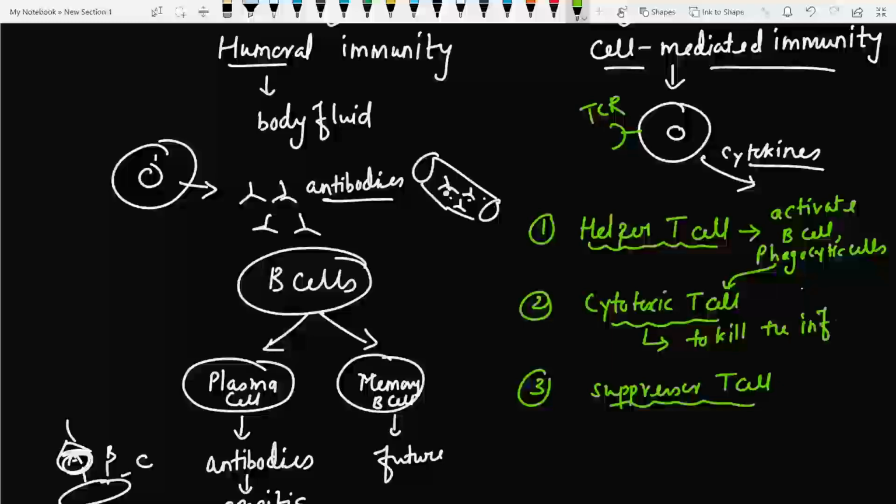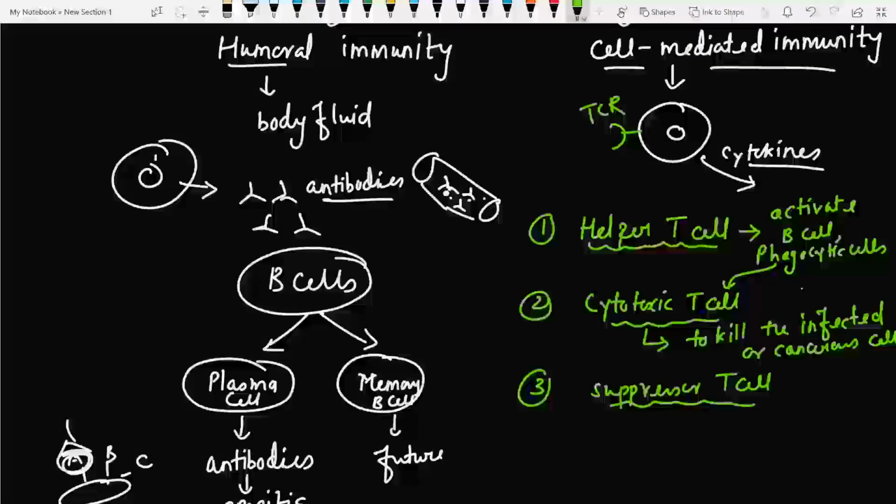In the case of an infected cell, of course, it is infected, so it can spread the infection to other parts, so it should be killed. So it will kill the infected cell or cancerous cell. Cancerous cells also get removed by your cytotoxic and natural killer cells.